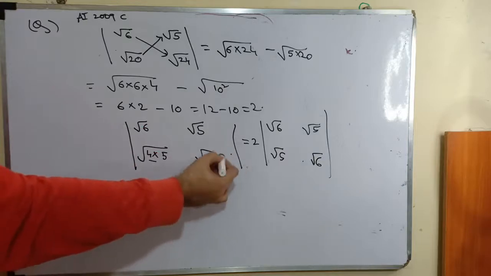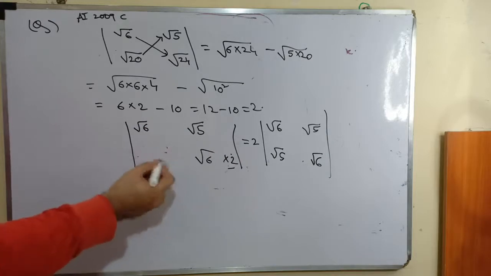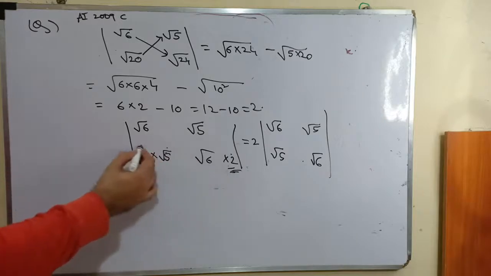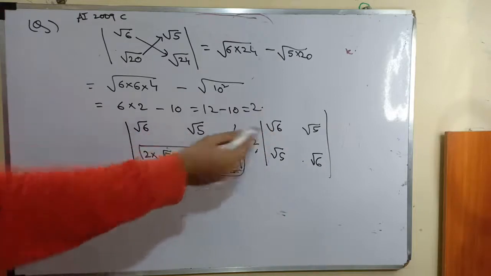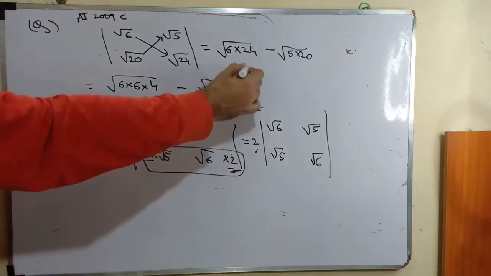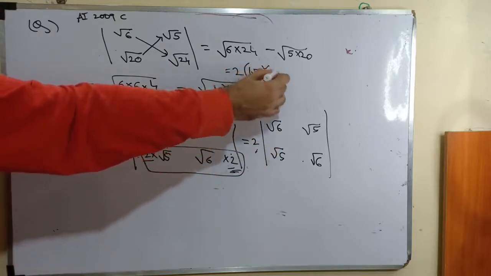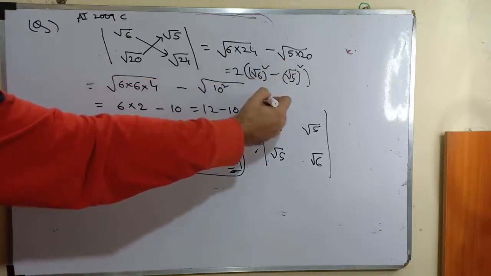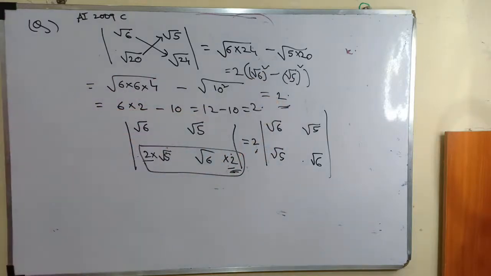So √6 times 2 I can write here. Here I can write it as 2 times √5. 2 is the GCD of this entire row. 2 I am taking out as common here. So you got this, and now you can evaluate the determinant as 2 into √6 into √6 is √6 whole square, minus √5 into √5 is √5 whole square. So this is 6 minus 5, which is 1. So 2 times 1, that is 2. So either way you can get the same answer.